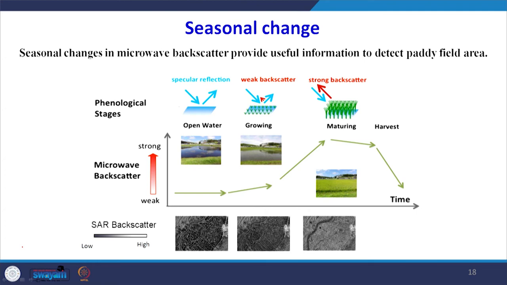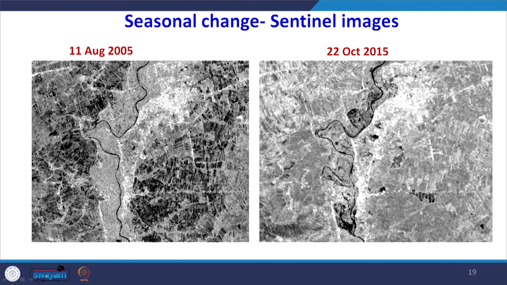So we can actually have, in the growing season and the maturing season, very strong backscatter. In the growing season, we will have very weak backscatter energy to the sensor. So let us monitor the area, which is a crop dominated area, with the help of these microwave images, so that we understand whether we can carry out the seasonal change analysis or not.